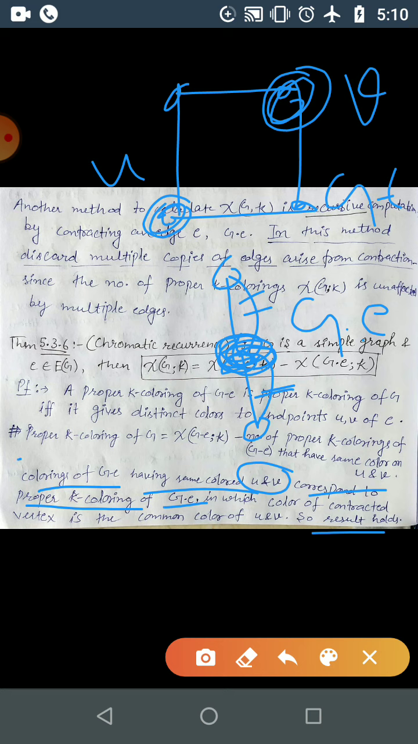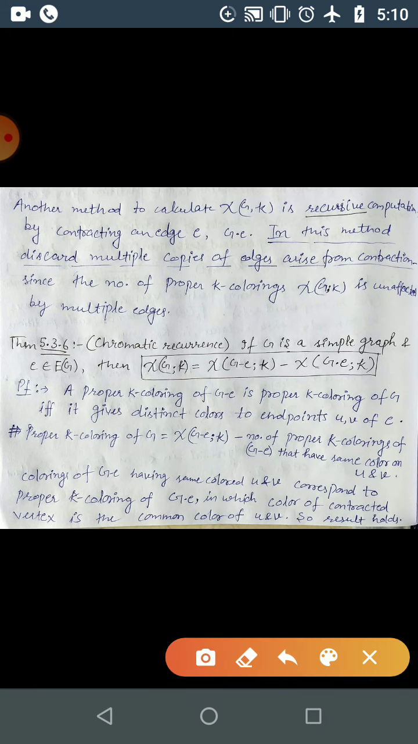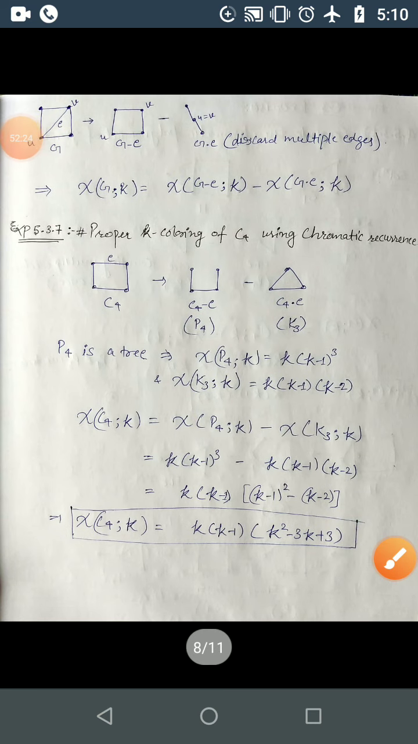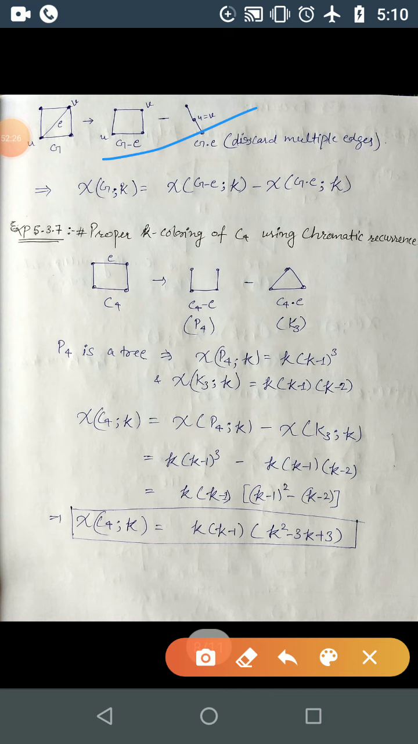How? The proper k colorings of G equal the proper k colorings of G minus E, minus those corresponding to G dot E, correct. So it will be the proper k colorings of G dot E, and this will give you the chromatic polynomial of the corresponding graphs, correct. So here I have just done this one.